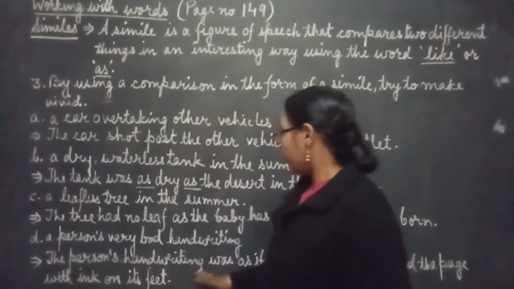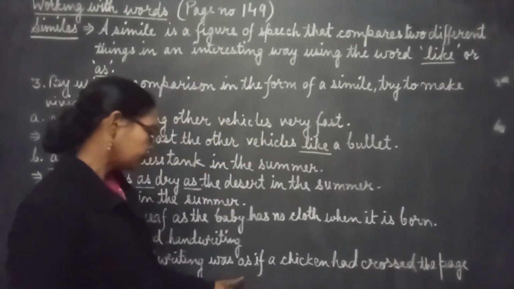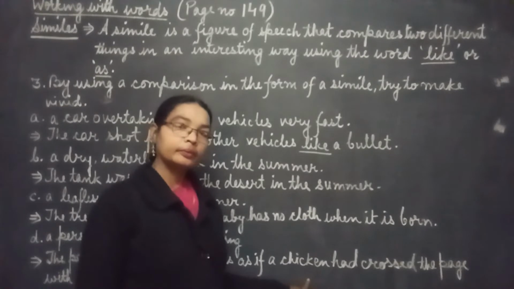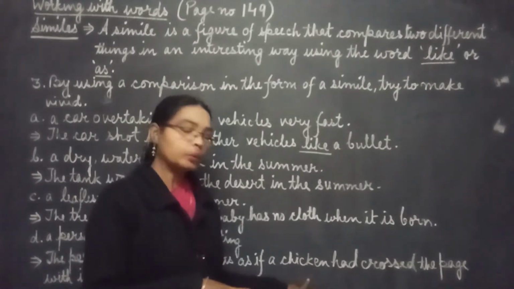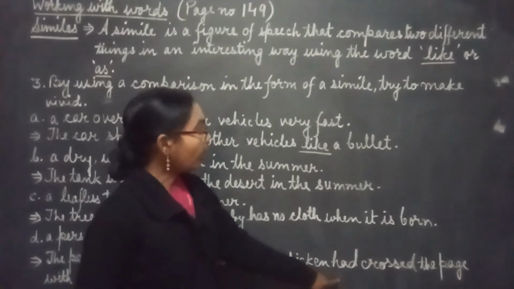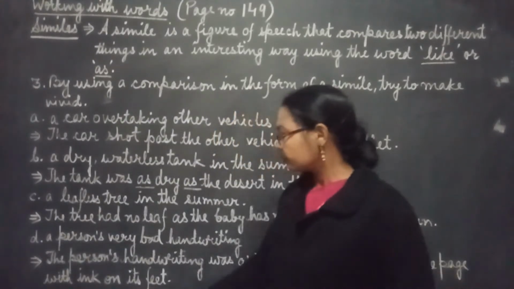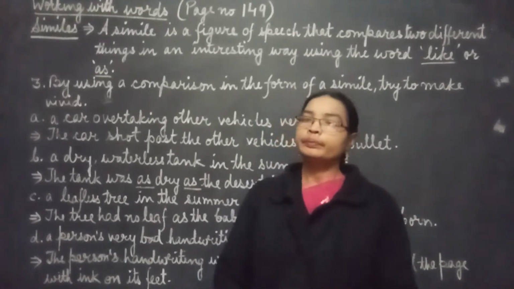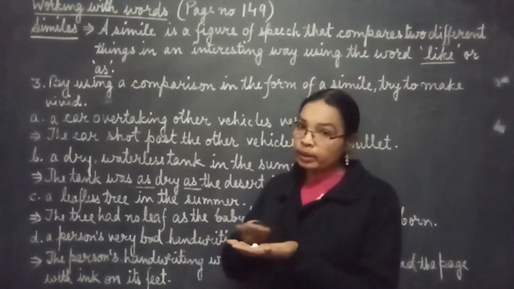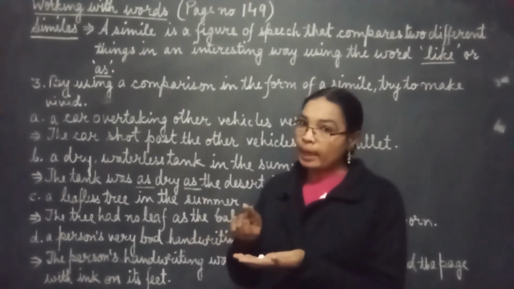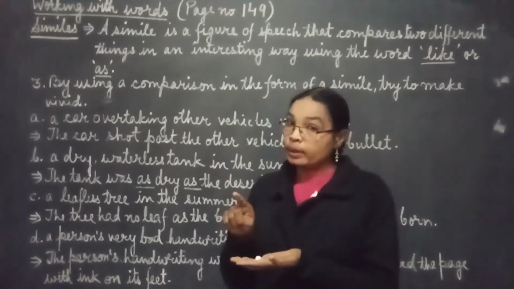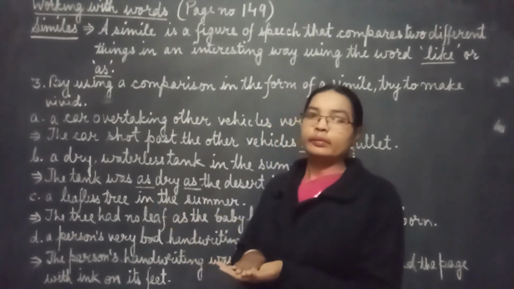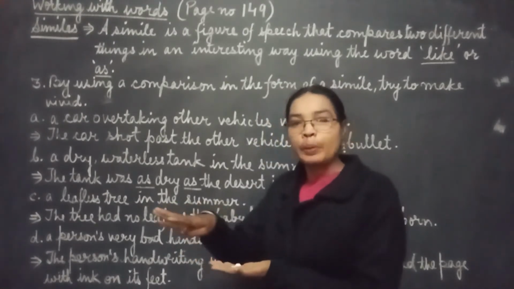The person's handwriting was as if a chicken. Chicken's feet you have seen? Just spread out. It had crossed the page with ink on its feet. It seems that the person had written something on the paper and his handwriting is similar to that thing. It seems that a chicken had trotted. A chicken has passed on his paper.